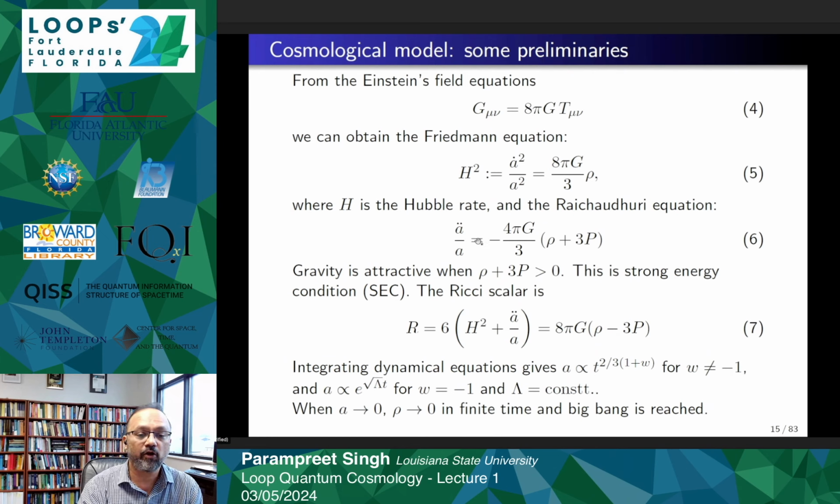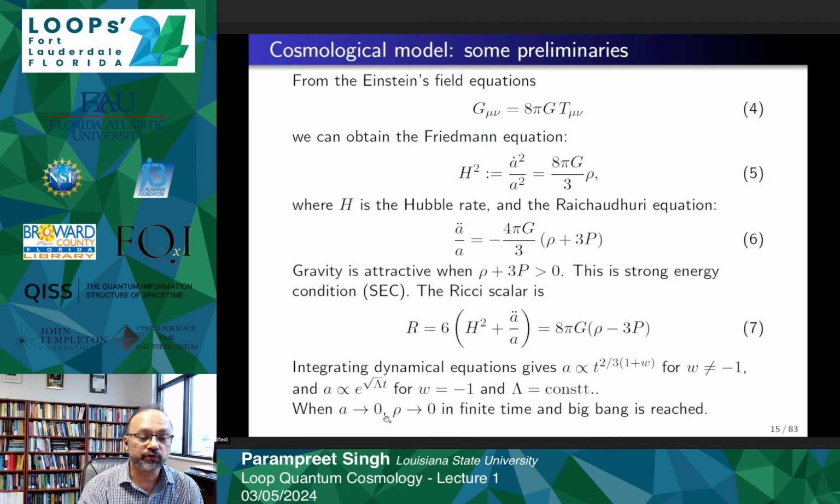And from the a double dot equation and the Hubble squared equation, we can find an invariant, which is the Ricci scalar, kinematically given by this, and it is given by 8πG times (rho minus 3p). Now you can integrate these equations along with the conservation law, and one finds that if you don't have equation of state equal to minus 1, then a goes as t to the power 2 by 3(1 plus w). And if you have a cosmological constant, which is w equal to minus 1, then a is proportional to e to the power square root of lambda t, where lambda is the cosmological constant. I'm missing out some cofactors here because I could not fit them into the equation.